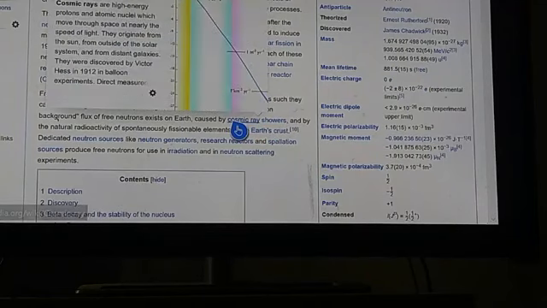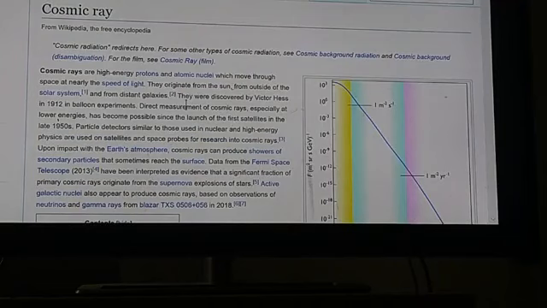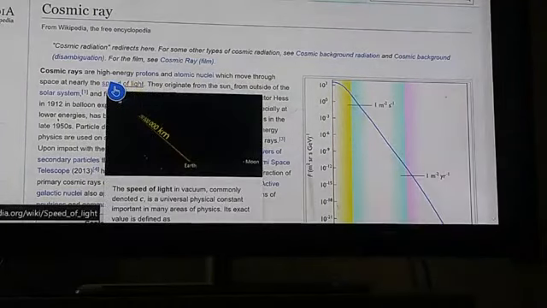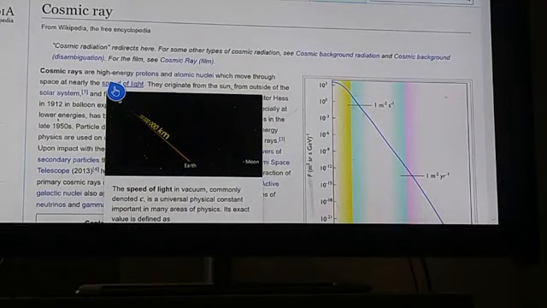Cosmic ray. Look at this. Speed. See, I already knew they were gonna have speed of light highlighted. So here's something about you little Bible thumpers, right? They originate from the sun. The sun, like I said, which does what? Brings light. The sun is a stargate. The Egyptians knew that. From outside the solar system and from distant galaxies. We are the aliens. Look, speed of light. What is the speed of light? Watch this.